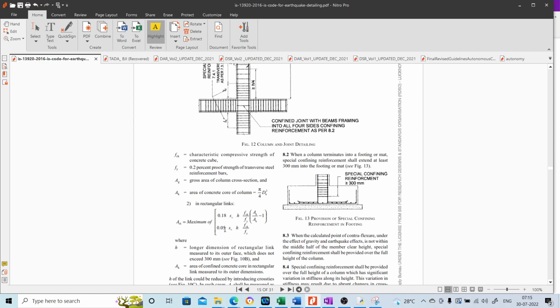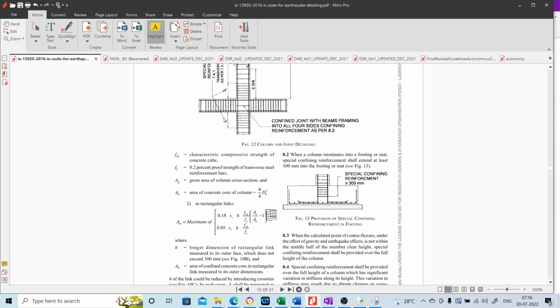Now another set of equations are given for rectangular columns. Here, the equation is 0.18 SV, where SV means the spacing of the transverse stirrups or the lateral ties. H means, as I told you, the distance between the center to center of the reinforcement, between the parallel legs of the reinforcement, that is the lateral ties. Then fck by fy, usual notations.